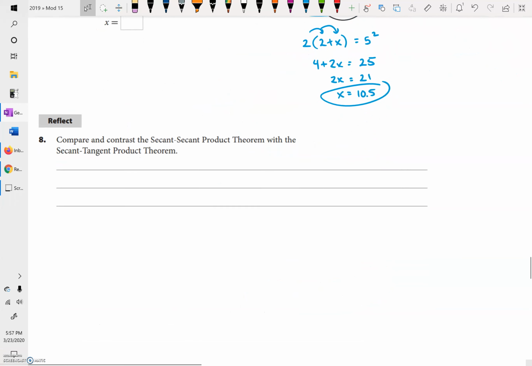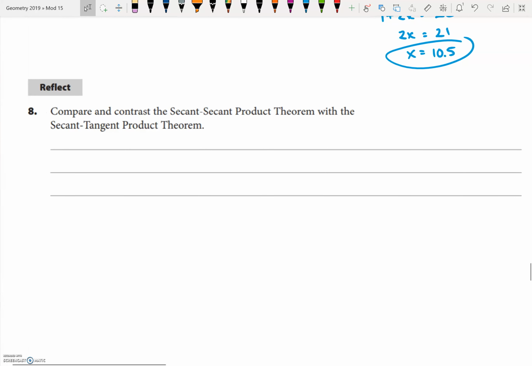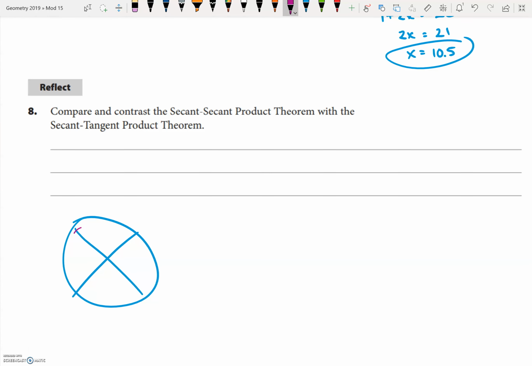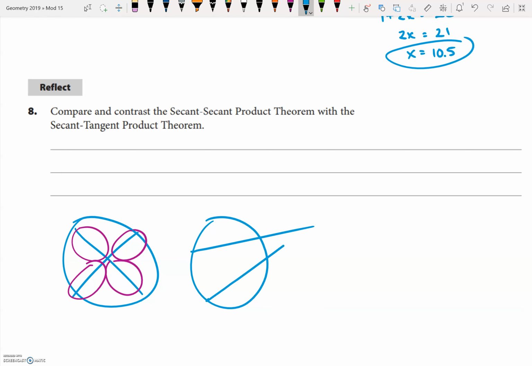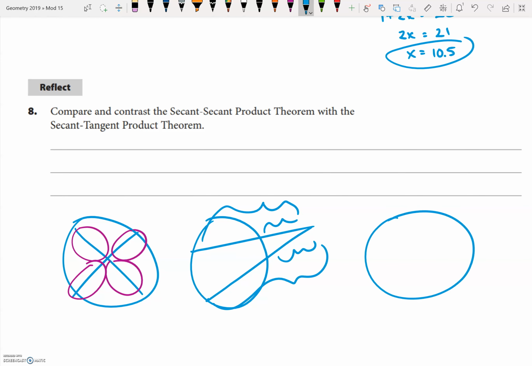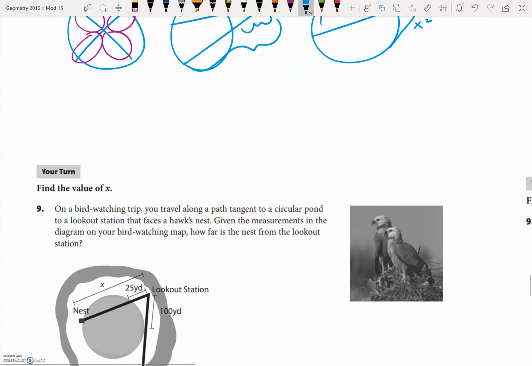In summary, let's write down what each of these theorems are. You've got the chord theorem, which says that this one times this one equals this one times this one. We've got the secant theorem, which says the entire thing times the outside equals the entire thing times the outside. And then we've got our secant-tangent theorem, which says the entire thing times the outside equals this one squared.